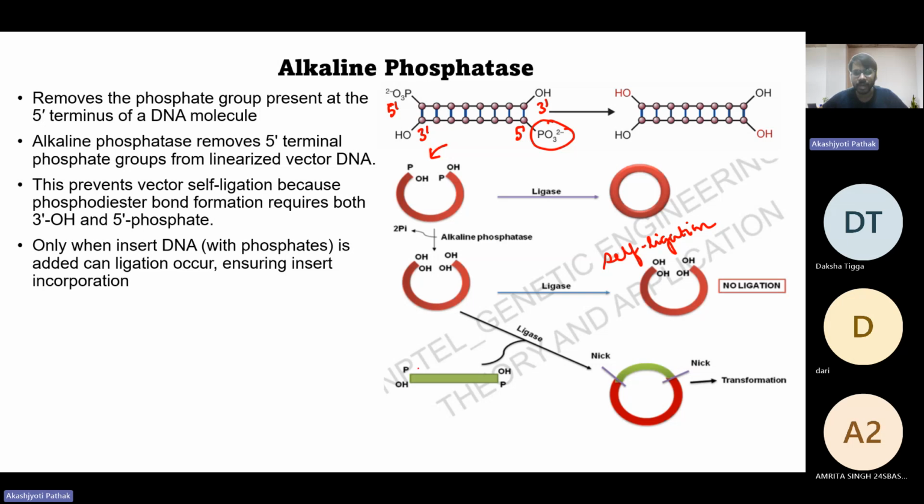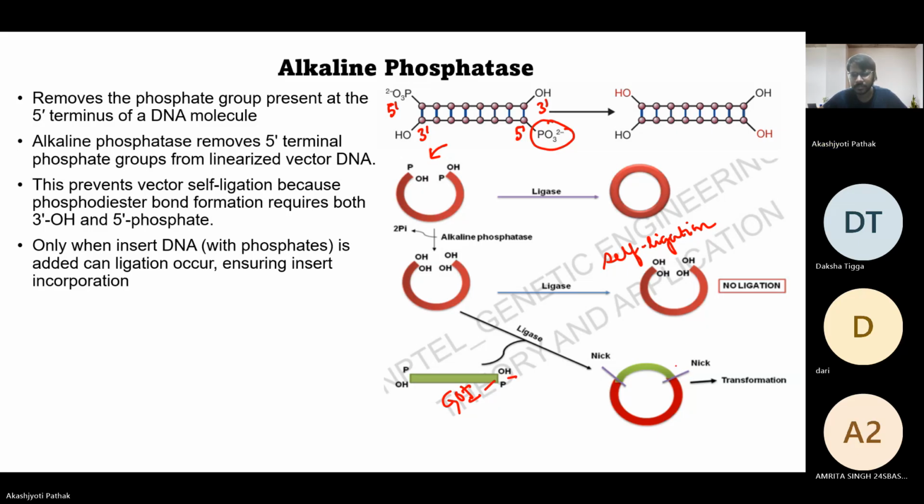But your gene of interest will have a 5' phosphate group and a 3' OH group. So now, when you add the ligase, there will be no self-ligation, but this vector will ligate with your gene of interest, because your gene of interest has a 5' phosphate group and there is a 3' OH group present in the vector. So 3' OH, 5' phosphate, there will be ligation. Similarly, there will be a 3' OH in this gene of interest and a 5' phosphate in your vector.